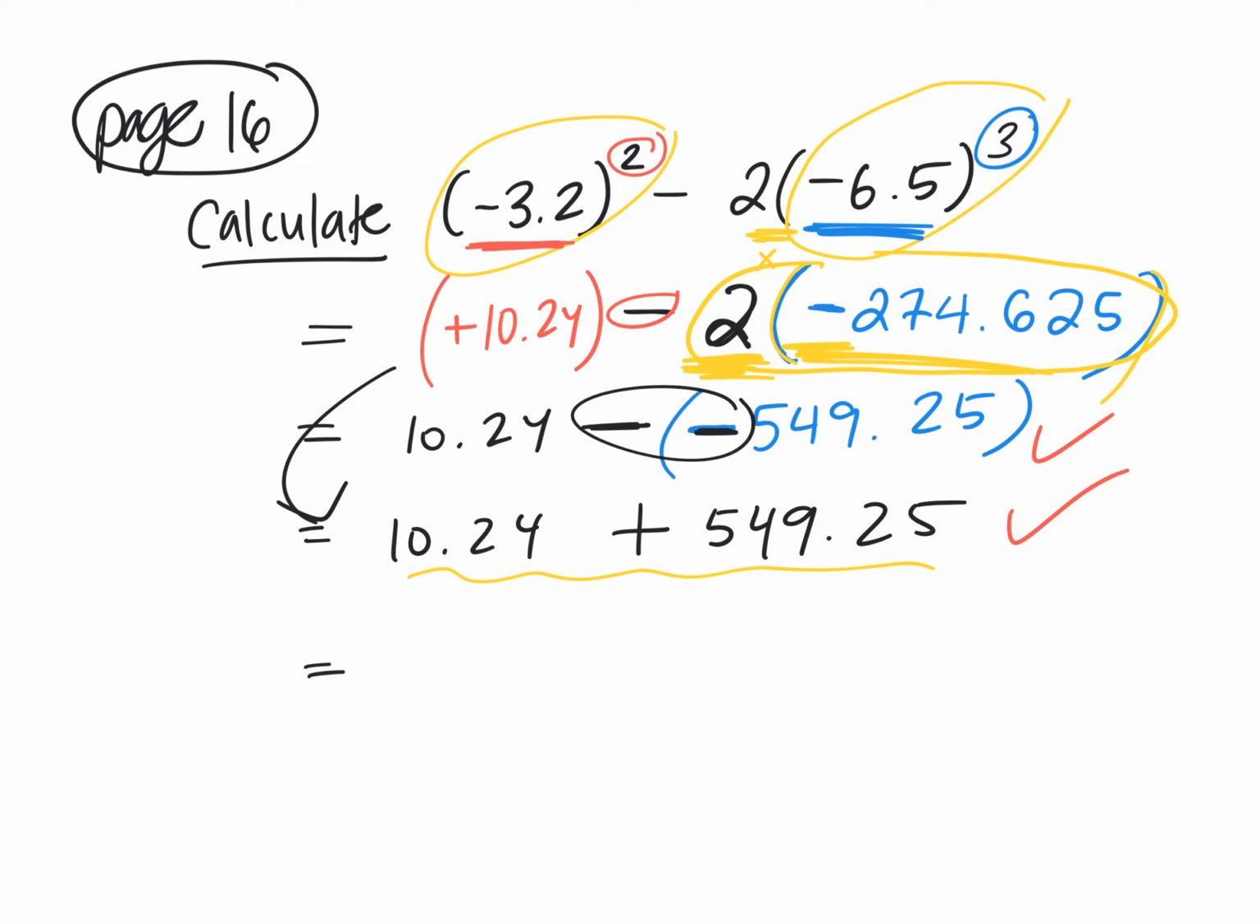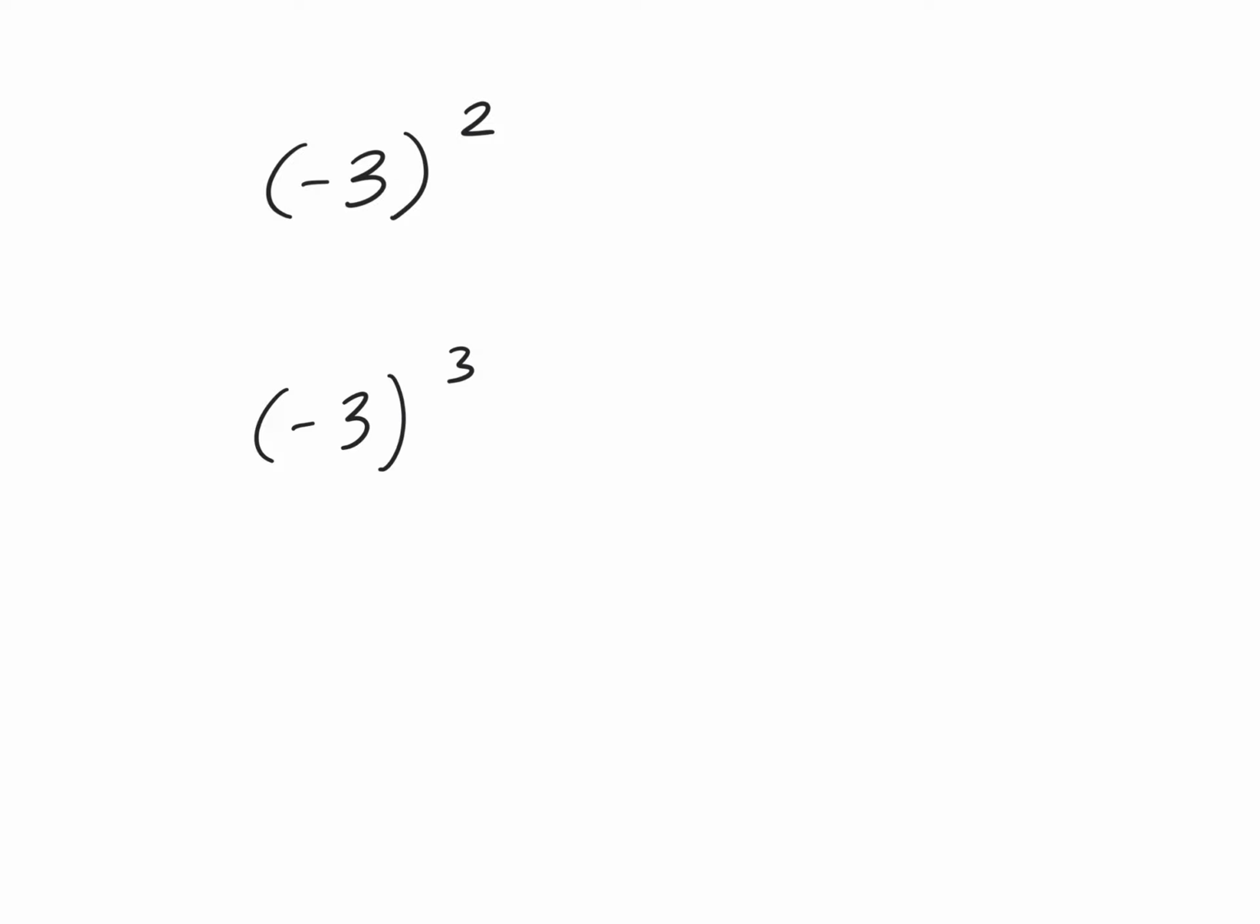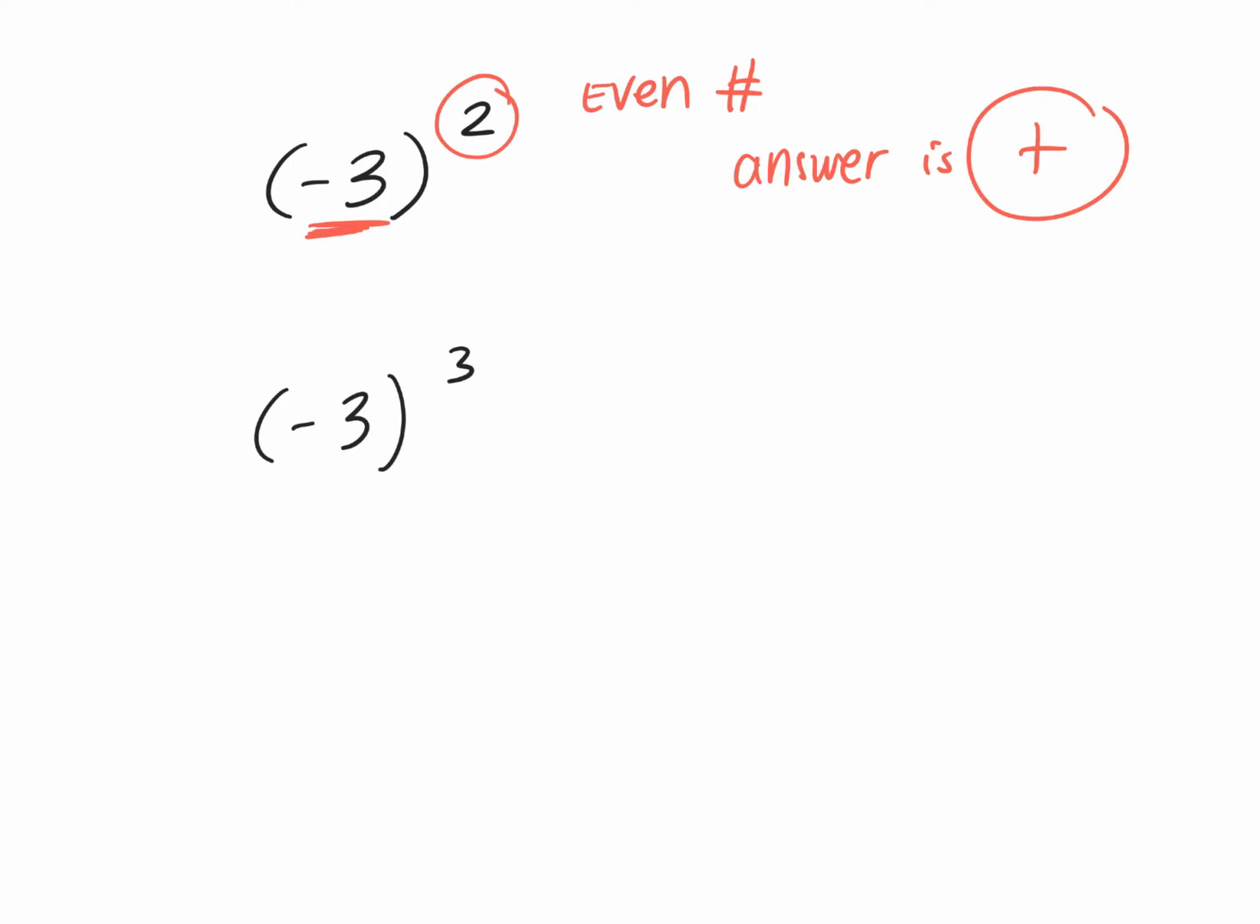Good. Final step, we just add these together, and what do we get? 10.24 plus 549.25 is equal to, good, 559.49, and that is the final answer. If the power has a negative base, this rule only applies if the power has a negative base. If the exponent is an even number, your answer will be positive. You guys know this, okay? Another example, again, this only works if the power has a negative base.